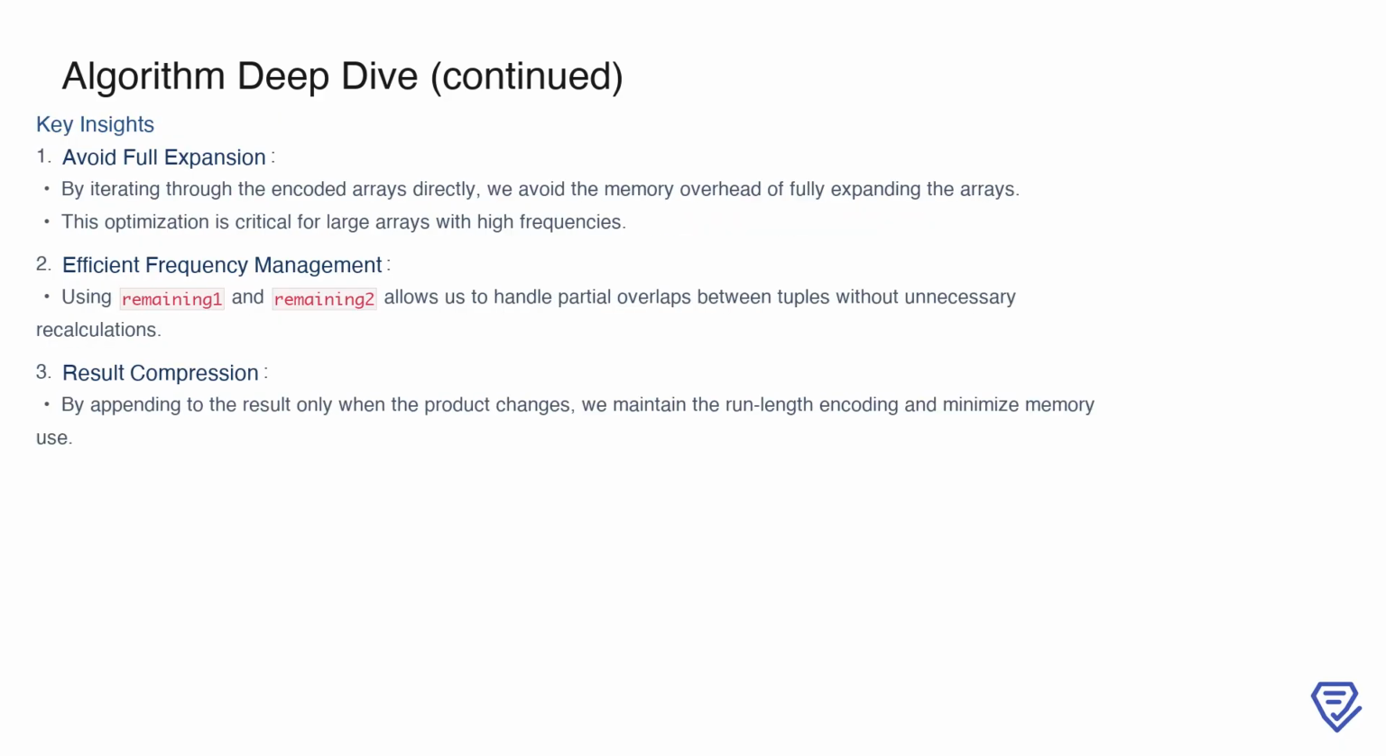There are several key insights in this approach. First, we avoid fully expanding the encoded arrays. By processing the inputs directly in their compressed form, we save significant memory, especially for large arrays with high frequencies. Second, the use of remaining 1 and remaining 2 allows us to efficiently manage partial overlaps between tuples, ensuring that we process only the necessary elements without redundant calculations. Finally, we maintain the compression of the result by appending only when the product value changes. This avoids unnecessary fragmentation and keeps the output compact, adhering to the run-length encoded format.